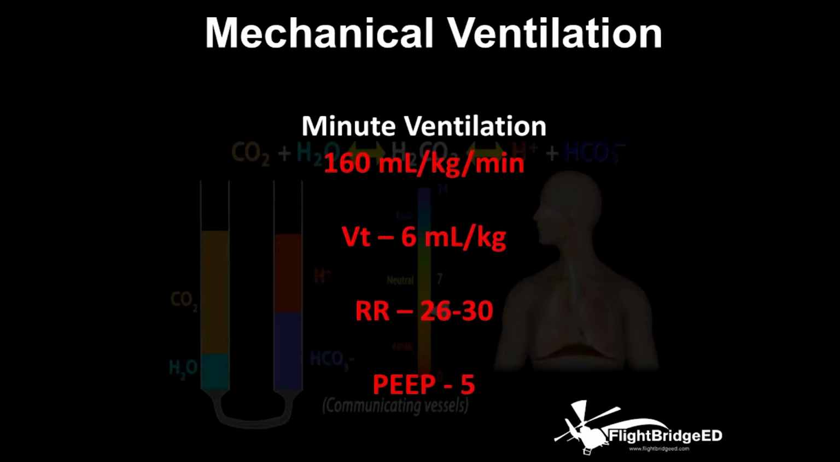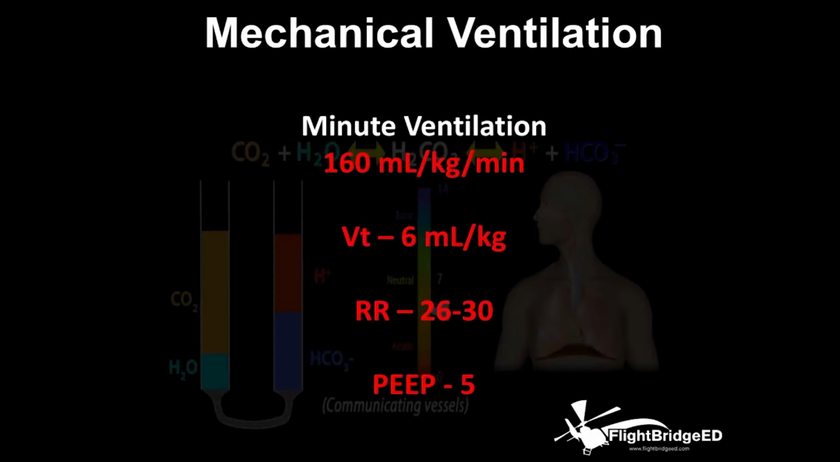Tidal volume range, start at 6 mils per kilo. Go up if you feel like you need to. Go down if your plateau pressures or PIPs are high. Respiratory rate, based on the 160 mils per kilo per minute, is 26. So again, what was the patient doing prior to arrest? Well, the patient was breathing 36 times a minute. Try to calculate in your mind what was that overall minute ventilation and then get somewhere close.